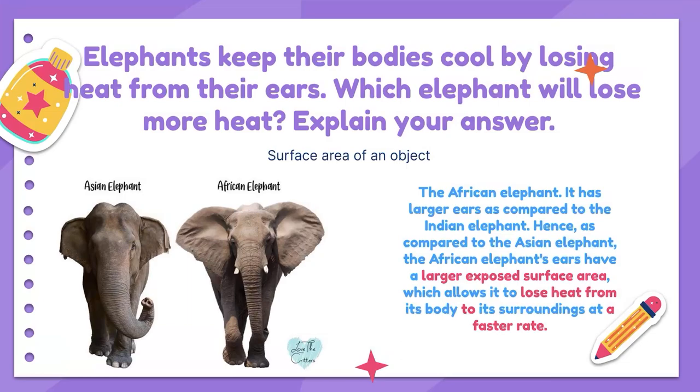Over here, we have spoken about the surface area, the comparison of the surface area, from where to where it's losing heat, and at what rate. These are the important keywords that I've highlighted in this question as well as in the previous questions. One fun fact is that African elephants have larger ears to lose more heat because they live in a dry and hot climate compared to Asian elephants.